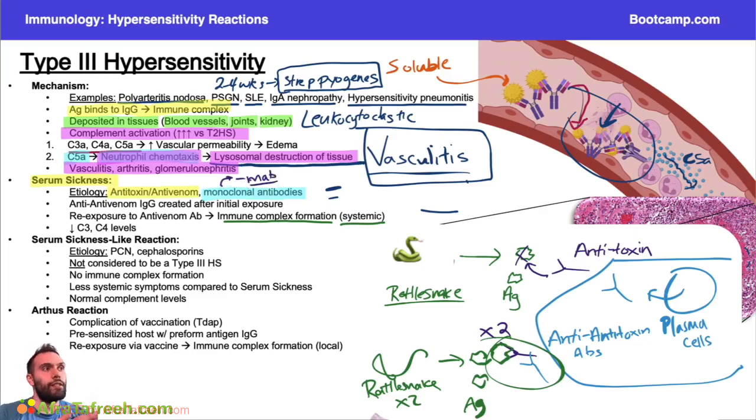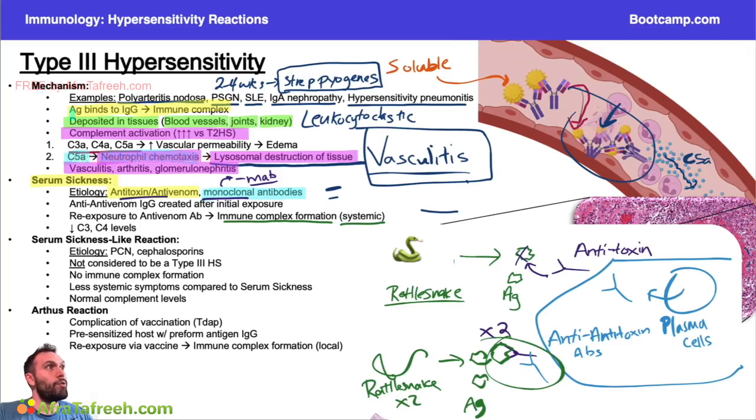A board question in some situation can ask you about a patient that recently received one of these and now has immune complex formation, or now has vasculitis, or arthritis, or glomerulonephritis potentially from exposure to either monoclonal antibodies or antitoxin antivenom, usually after multiple exposures. Now, if somebody's taking a monoclonal antibody for 6 months, then of course, yes, they can eventually have serum sickness because they're constantly being exposed to it. But with antitoxin antivenom, usually it's on subsequent exposures.